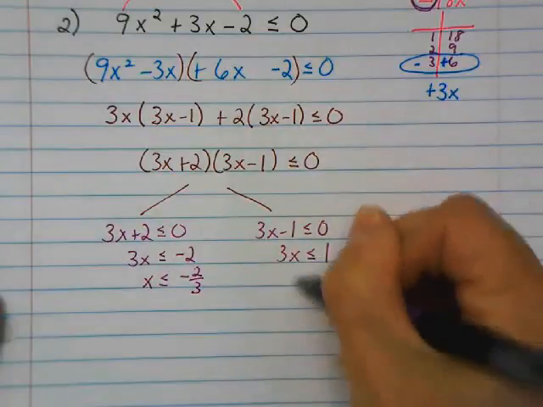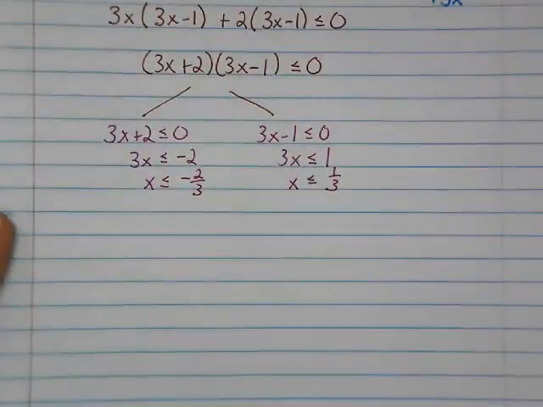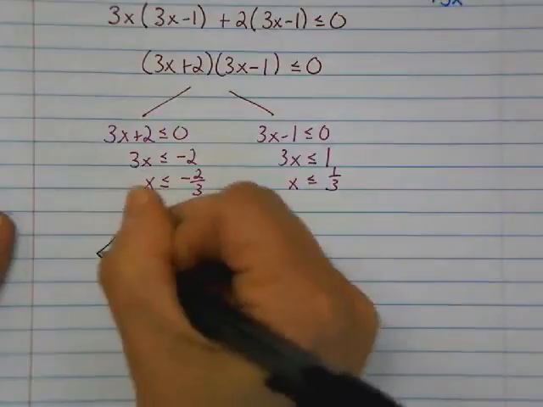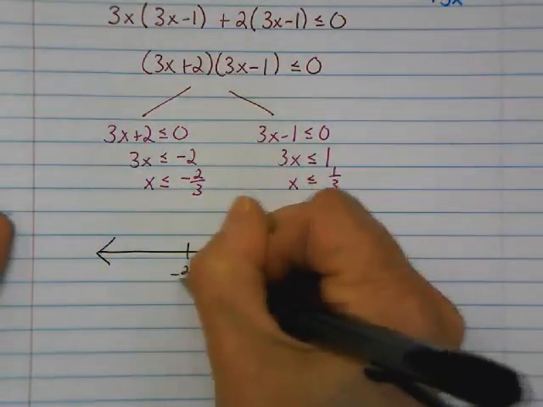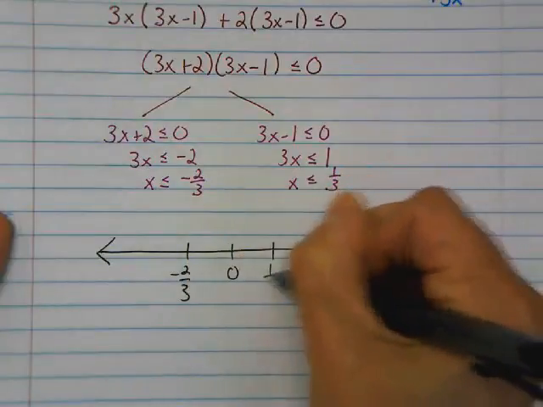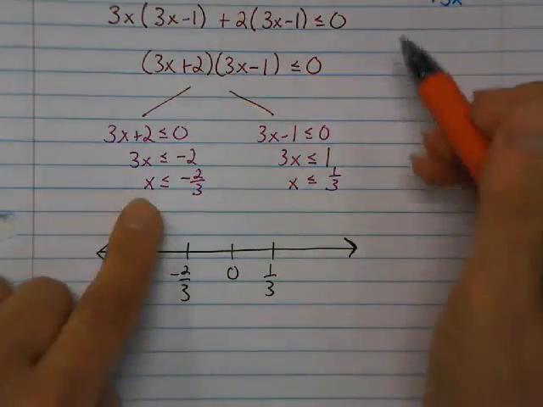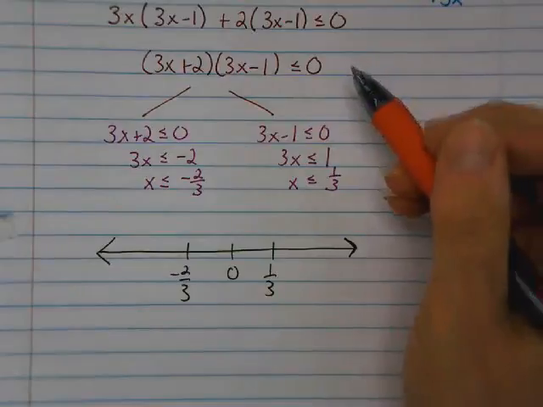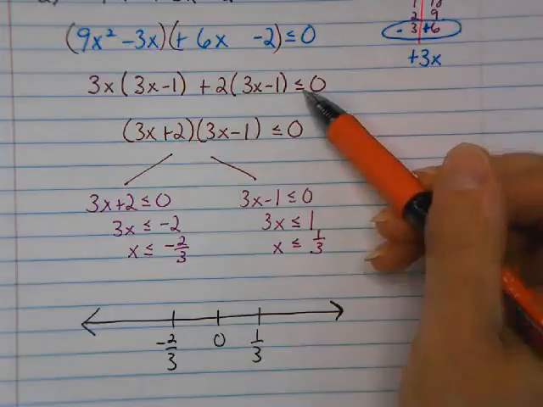Now don't panic when you go to put this on a number line. What we're going to do is just slap 0 there. We're going to call this negative 2/3. We're going to call this 1/3. First question, do I need open circles or closed circles? So go back to the original problem and ask yourself, is it, oh, this one is less than or equal to. So I want a closed circle and a closed circle.